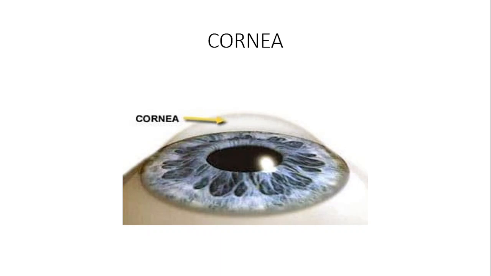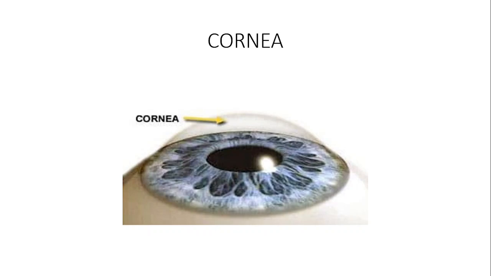The third function is that it helps in protection. Remember the concentric layers of the eyeball. We said that the sclera is the most external structure, and in continuation of the sclera we have the cornea, and they are there to protect the other concentric layers of the eyeball.